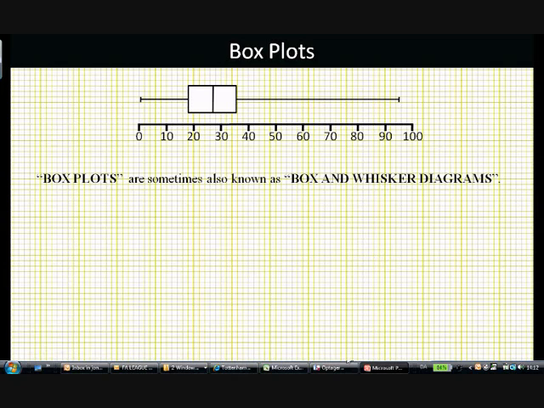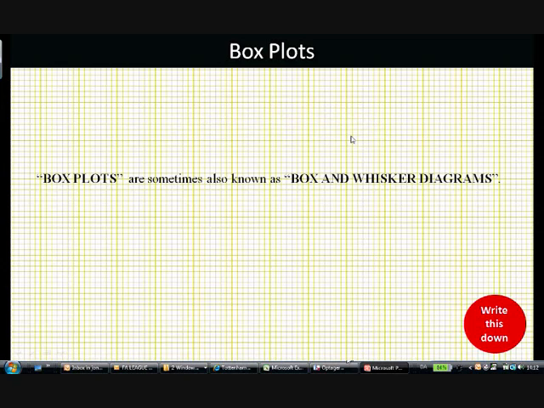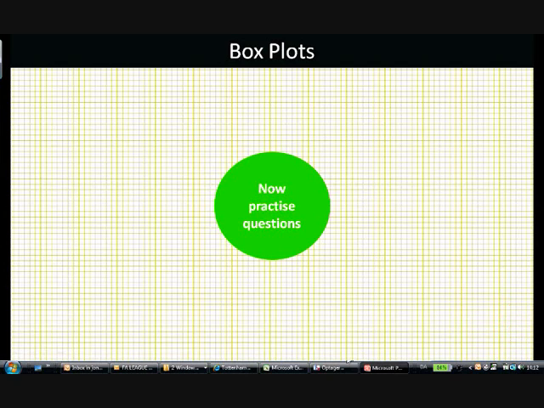And another name for those is a box and whisker diagram. And you can see how it's a box and then something that looks a bit like a cat's whisker, for example, on the side of it. So just write that down as well. And there should be some questions.